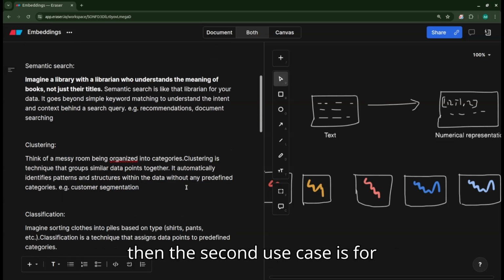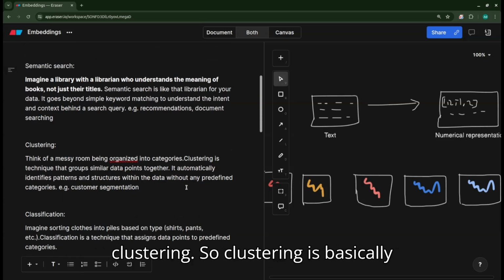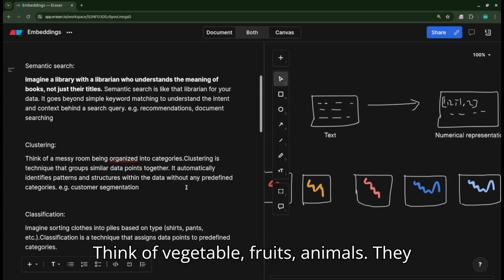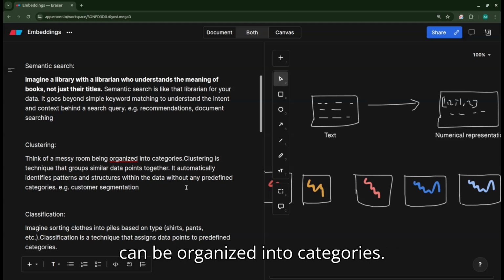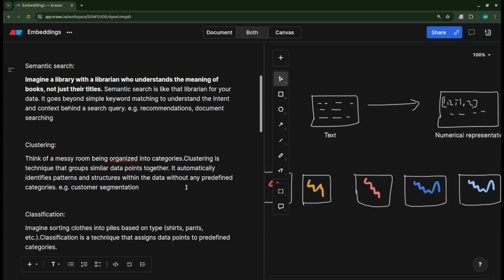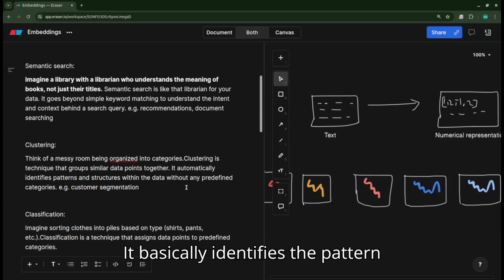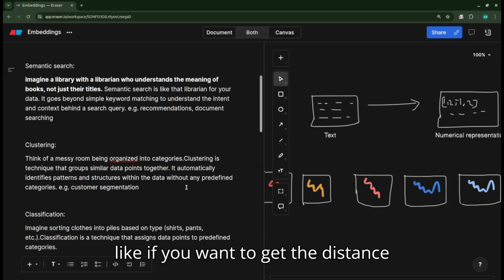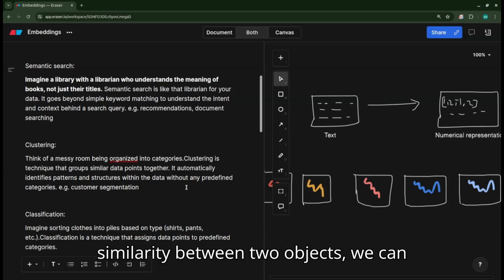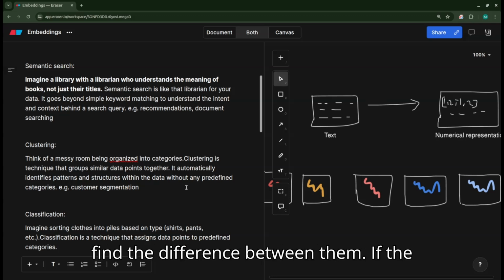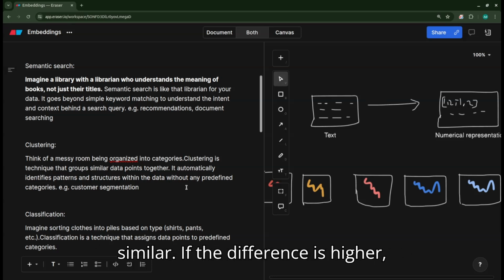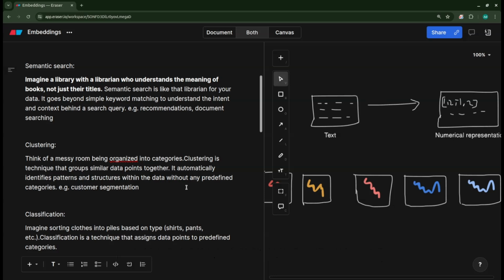The second use case is clustering. Clustering is basically organizing stuff into categories. Think of vegetables, fruits, animals. They can be organized into categories. It identifies patterns, like the one I said: if you want to get the similarity between two objects, we can just get the embeddings and find the difference between them. If the difference is lower, that means they are similar. If the difference is higher, that means they are not similar.